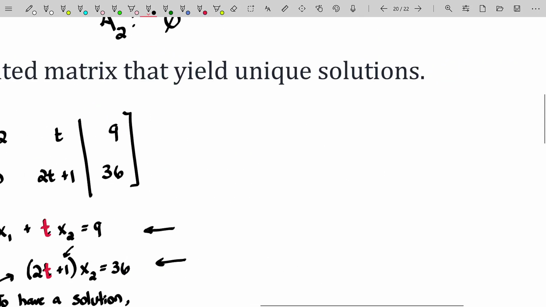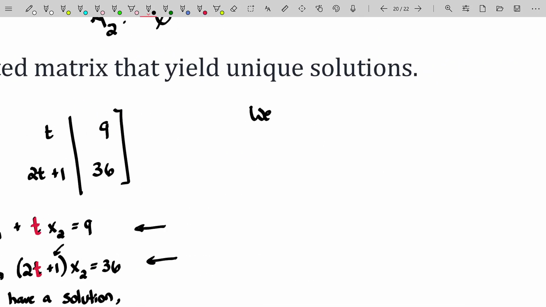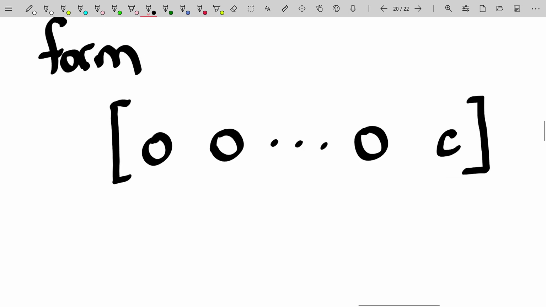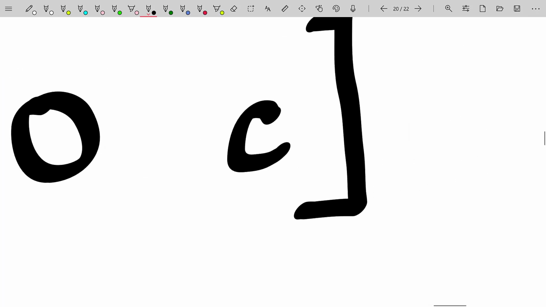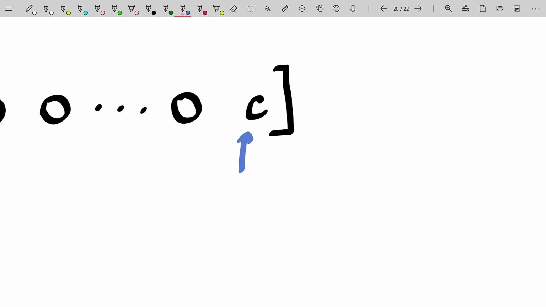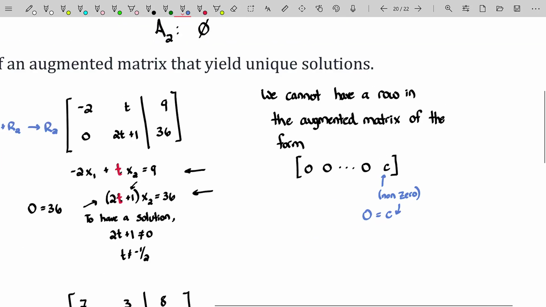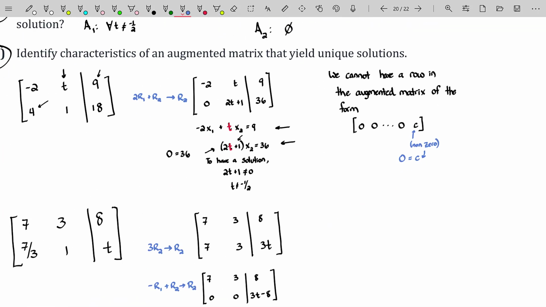So right then and there, I can easily say we can't have a row in the augmented matrix of the form 0, 0, 0, a bunch of zeros, and then the last entry being a non-zero value. Because if we had that situation, the related equation would be 0 is equal to C, where C is non-zero. And that's a problem. The world blows up when 0 is equal to something not 0. So that is a characteristic of augmented matrices that prevents us from having unique solutions.